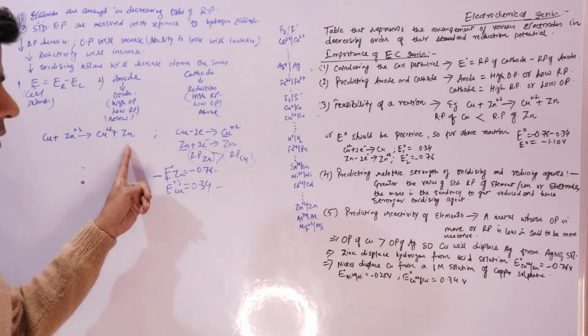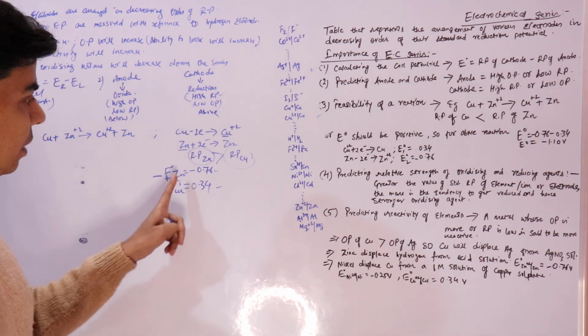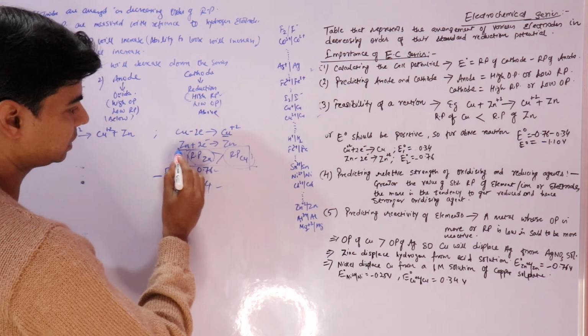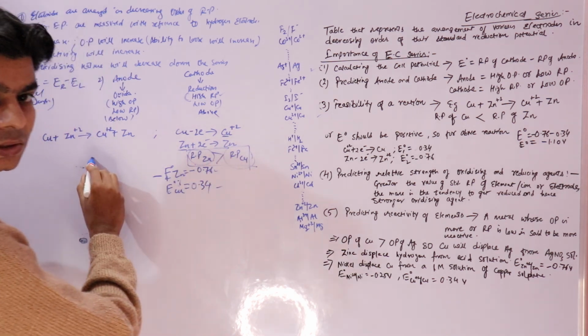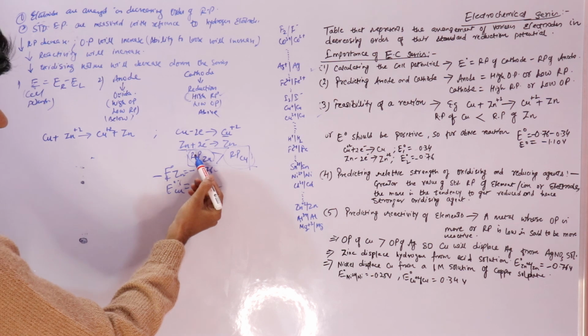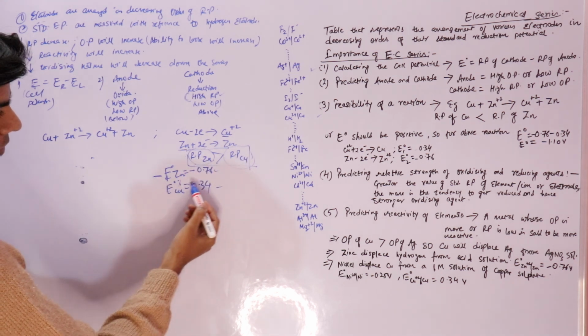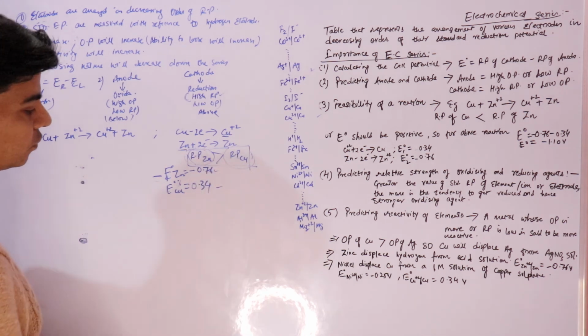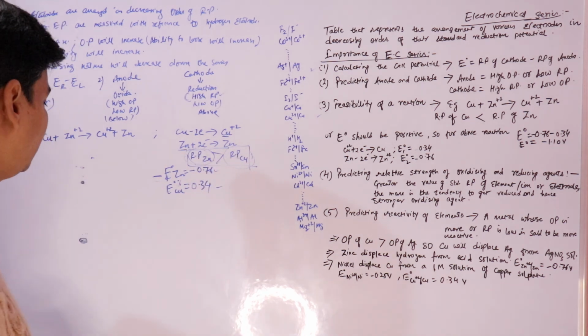This reaction will not take place spontaneously because of the condition required: the reduction potential of zinc, because zinc is undergoing reduction as per this reaction, should be high. But the actual value of the reduction potential of zinc is always less than that of copper. So this reaction will not take place spontaneously.